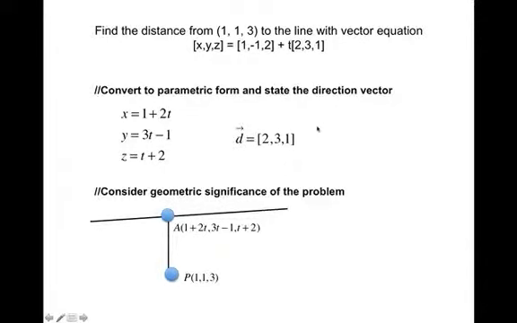So now we need to consider the geometric significance of the problem. In this case we essentially have a point somewhere and we have a line. We can see that line is there, and on that line we have some point A. And then we have some distance between point P and point A. So in context of what we're doing, we're simply wanting to find that distance between P and A, and we're obviously wanting that distance between P and A to be as short as possible.